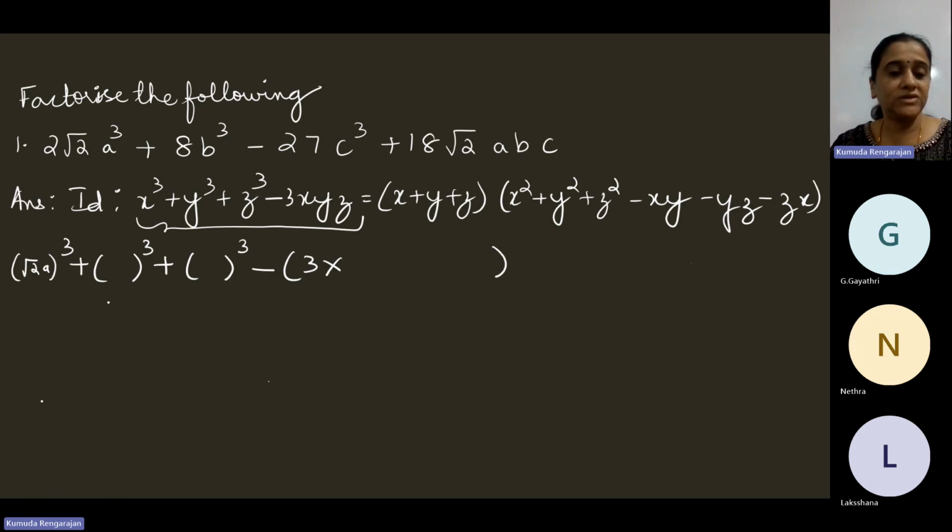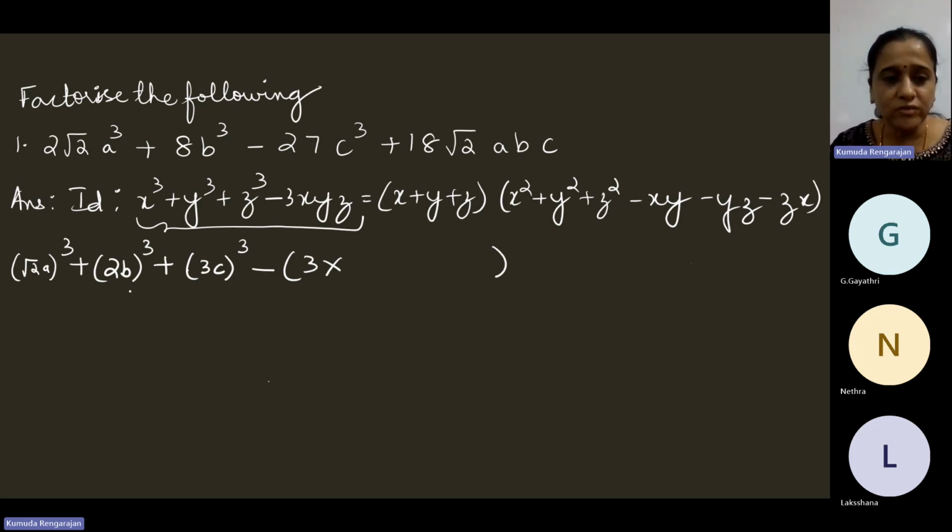Then, what about the b term? 2b. 2 into 2 into 2, b into b into b. So 2b, the whole cubed. 2b into 2b into 2b is 8b cubed. Then 3c. 3c into 3c into 3c is 27c cubed.